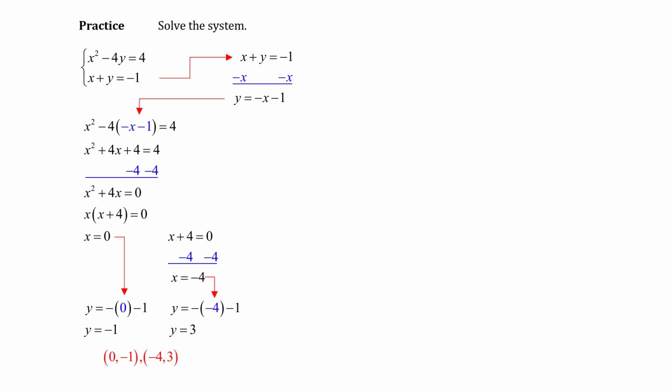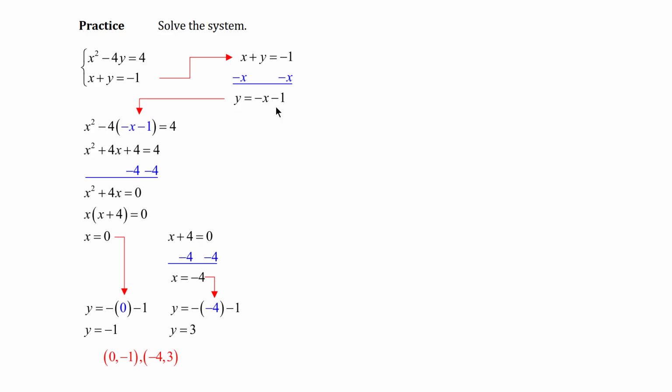Alright, so let's go ahead and go over the solutions. To solve this system, we're going to use substitution. So I first started off by solving the bottom equation for y. To solve for y, I just subtracted x from both sides of the equation. The result is y equals negative x minus 1.